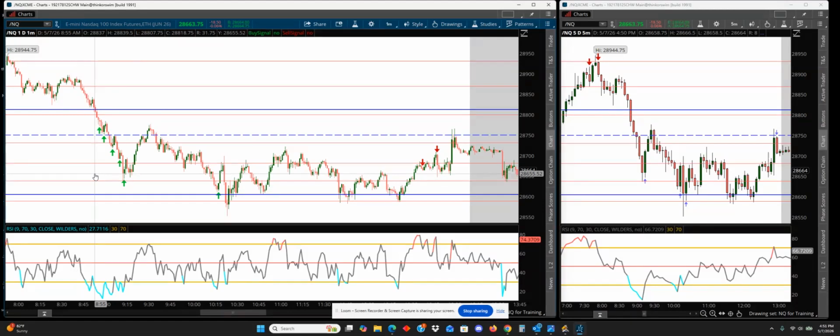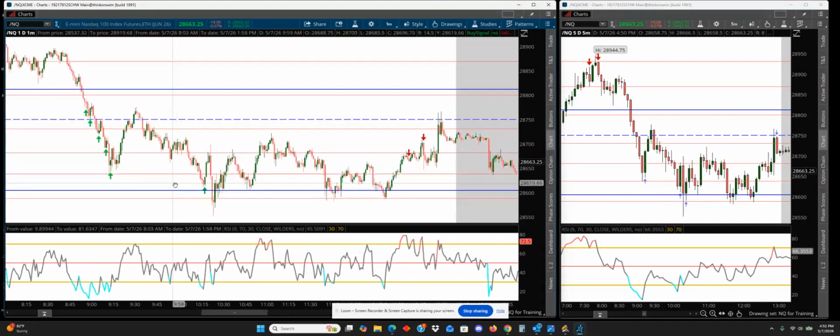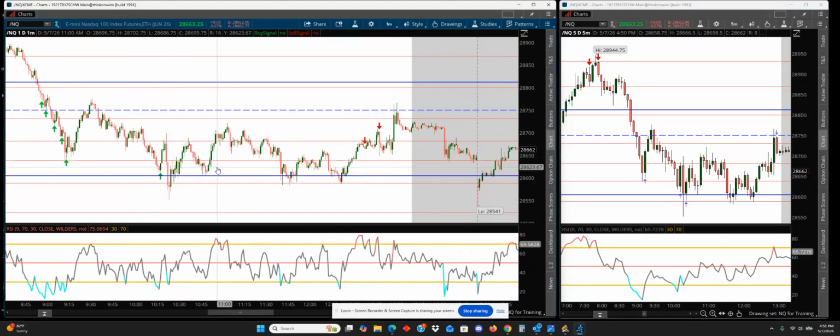Okay. And then once the market came back up, it tried to break the day session open right there, but it wasn't able to. It broke through it again and came down. And there was a good trade back here on the downside. But the ideal trade I want to show you guys is this one right there.